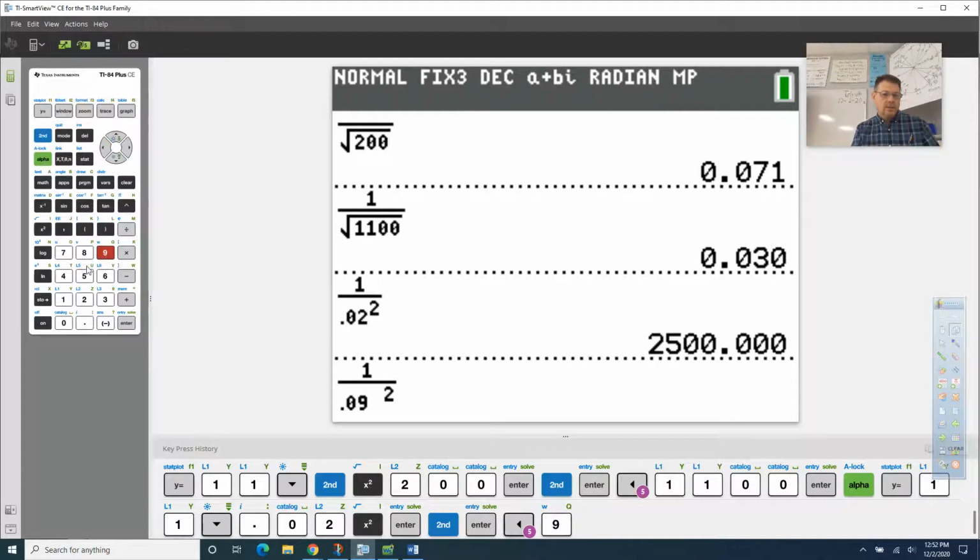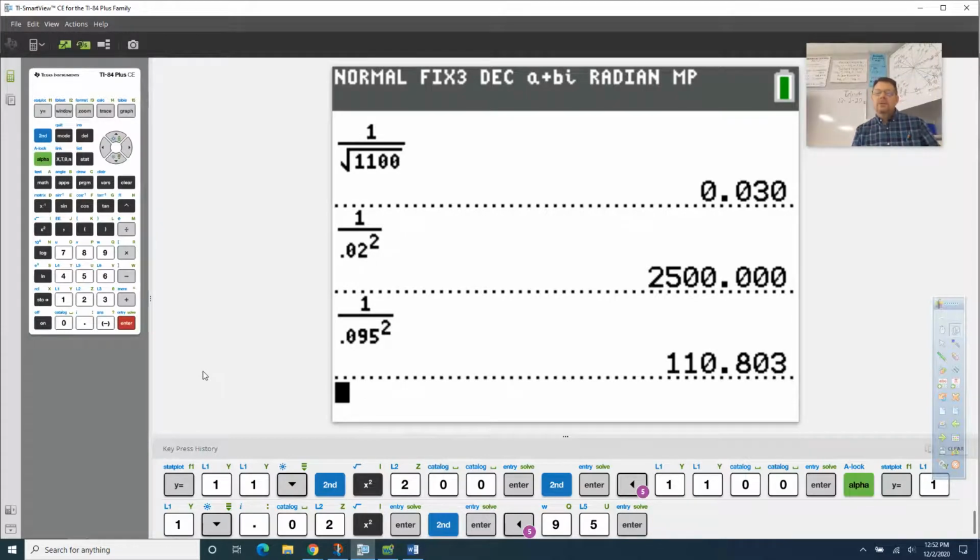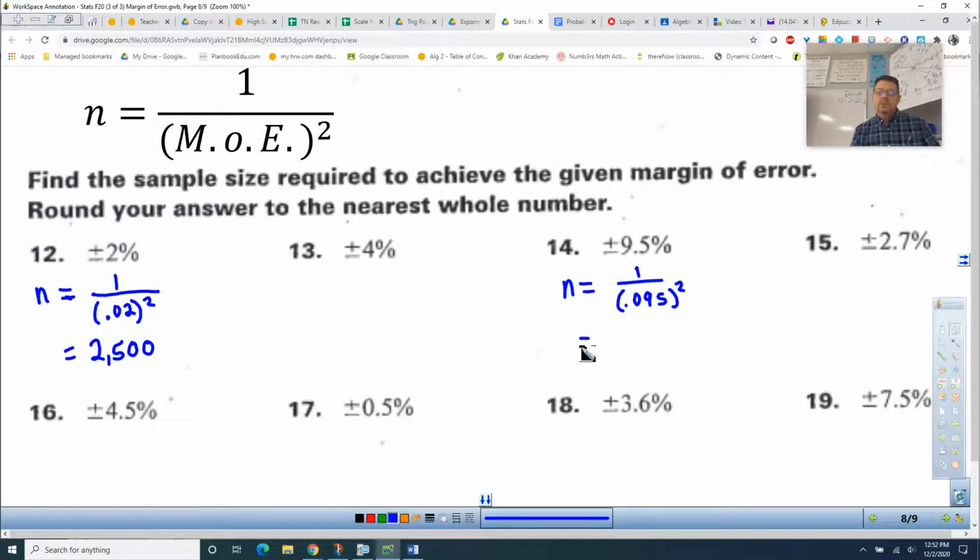It's 9.5. And okay, so it's 110.803. So that's 110.803. And they said to do what with this? Round it to the nearest whole number. So we're going to say that's 111. Okay. So they only surveyed 111 people.